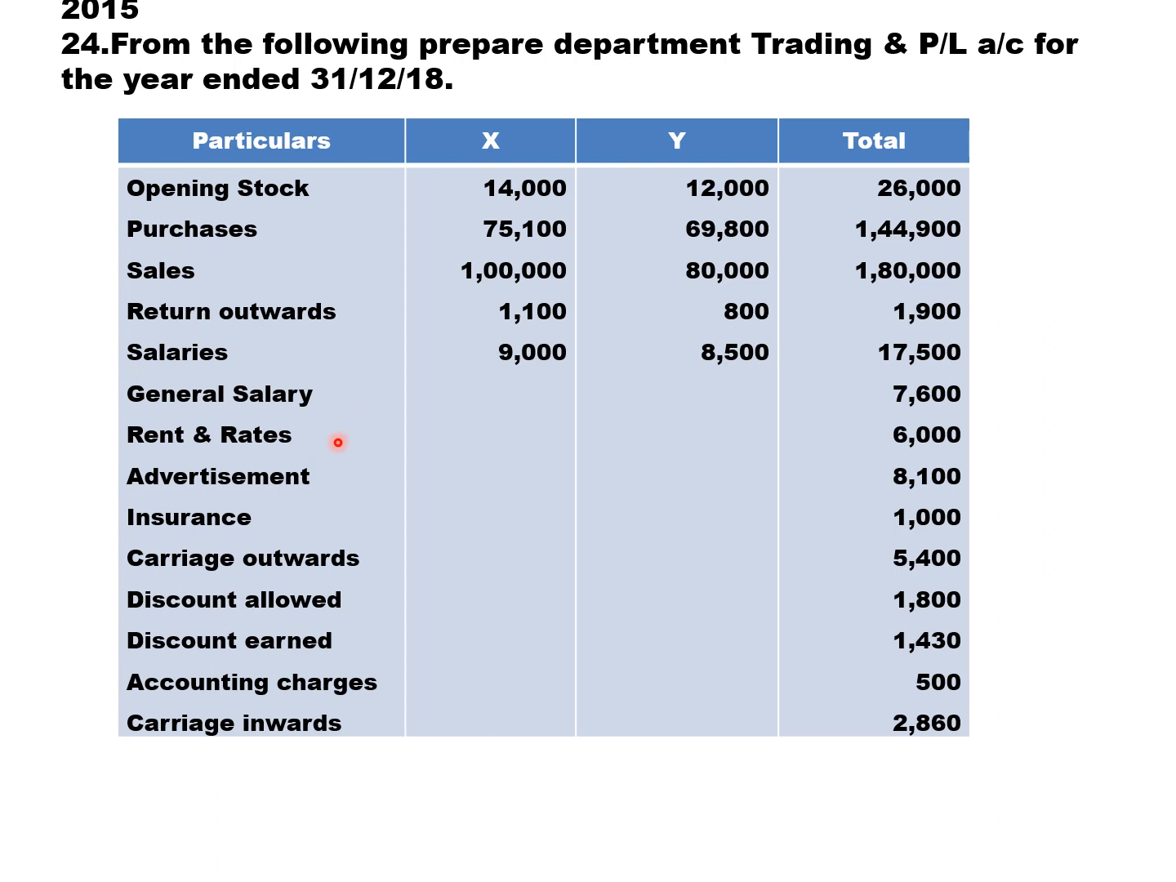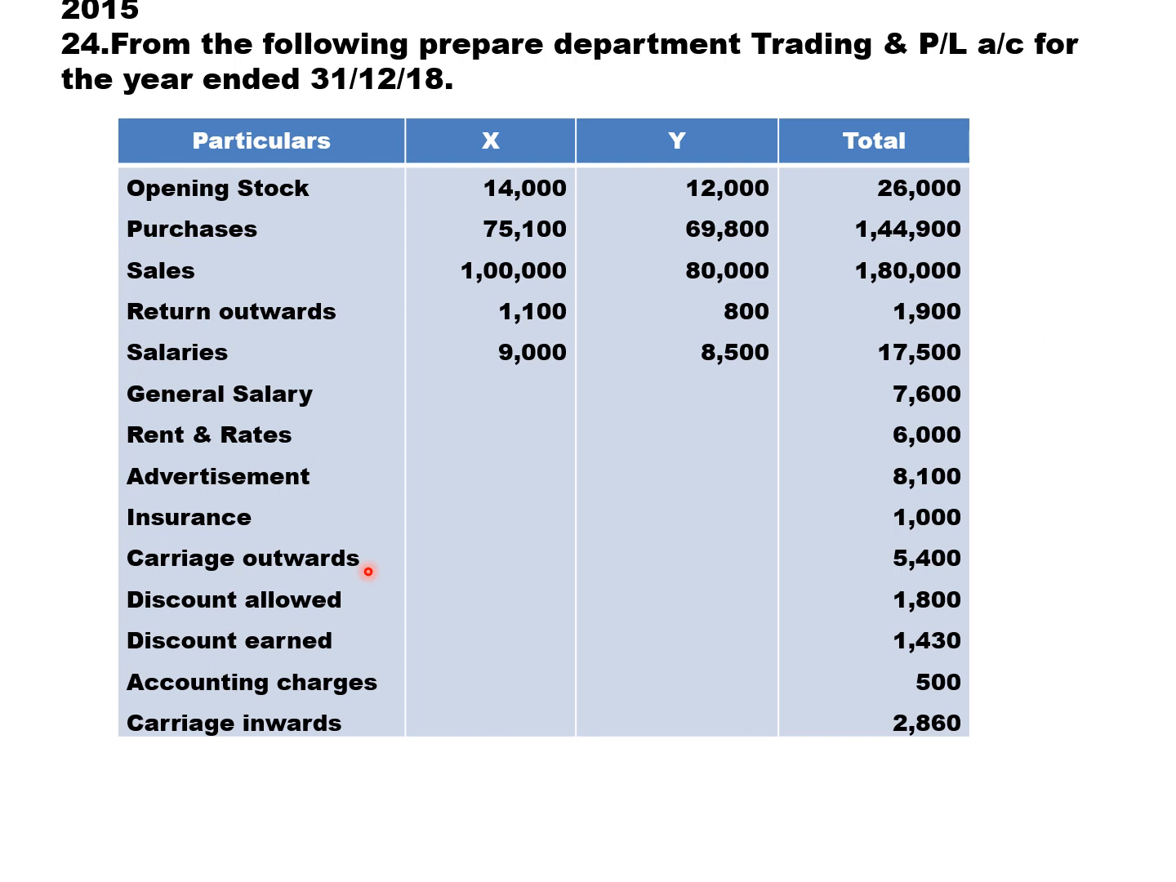Then we have rent and rates, which will come in PL account, to be distributed in area occupied. Advertisement will come in PL account, to be distributed in sales ratio. Insurance, as per adjustment number 4, insurance and accountancy charges cannot be allocated conveniently, so insurance is to be taken to general PL account. Carriage outward will come in PL account, to be distributed in sales ratio.